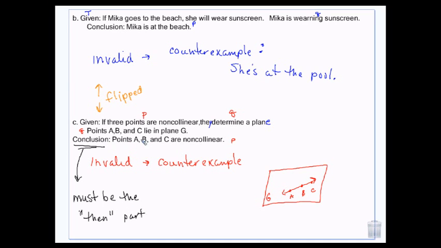You can't have the conclusion be the if part. It should have said the conclusion: points A, B, and C are non-collinear. It should have been where the Q is at, right? Yeah, this part should have said points A, B, and C are non-collinear, and then this part should have been points A, B, and C lie in plane G. If you just flipped these two statements, then it would be valid. Does that help? Yeah.